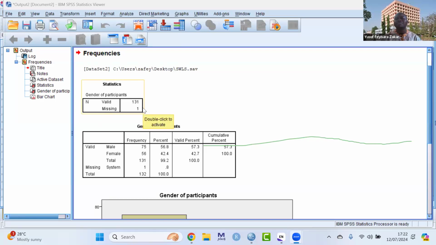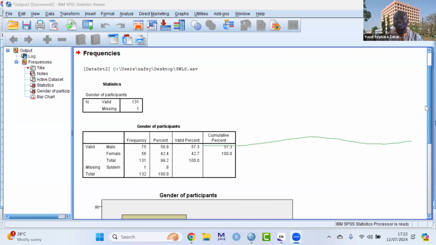And by the way, this missing, if it is much, it can affect your result. So there is another analysis for you to test whether your missing is much enough to affect your result or not. All right? But for now, we keep that for later use.